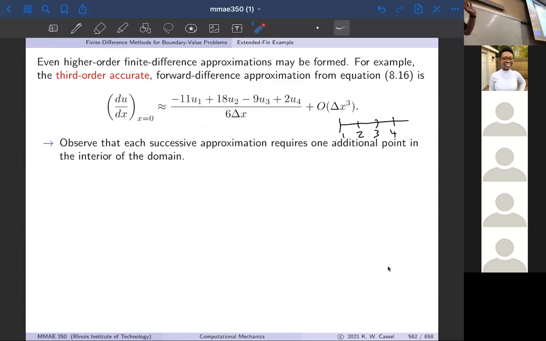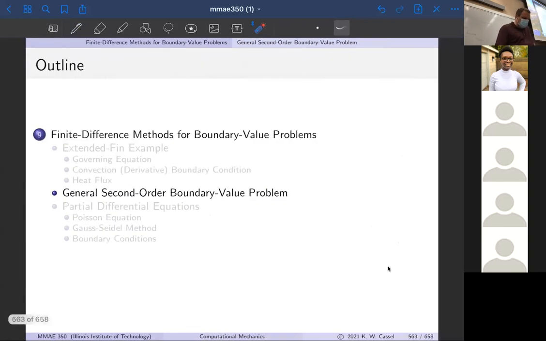So in any case, obviously you would expect the third order to be better than the second order, which would be better than the first order. Doing so, of course, requires more calculation, 2 points to 3 points to 4 points. So there's always that trade-off. All right, so that's to get the heat flux.